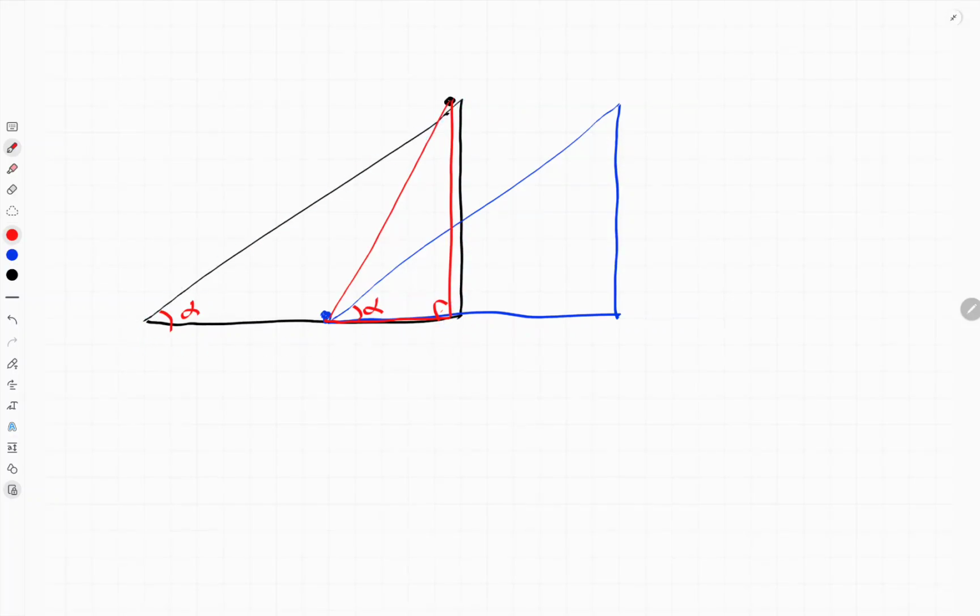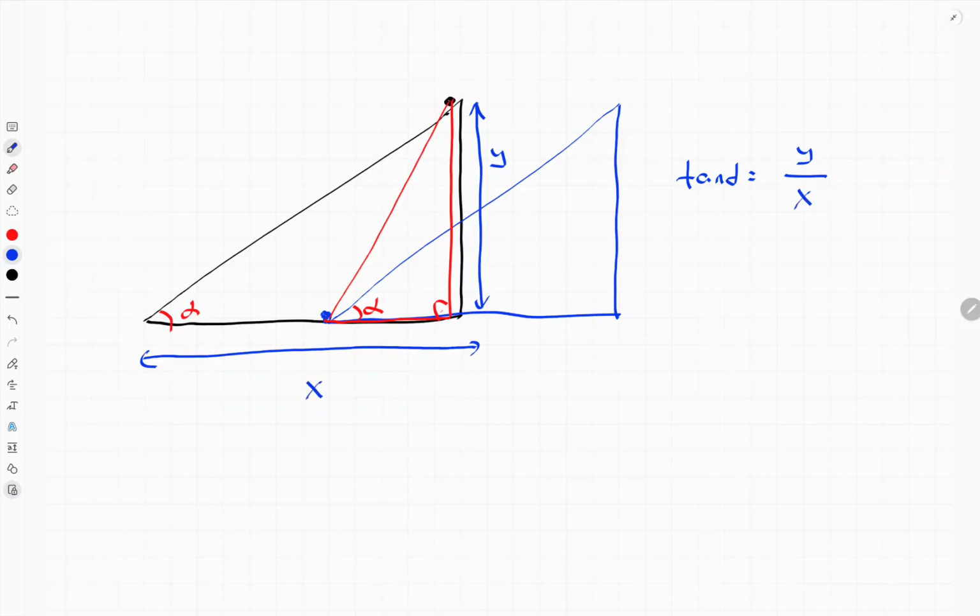And according to this big right triangle, tangent alpha equals the opposite side. Let's call it y. This is the height, y. We should divide by this distance. Let's call it x. And this x is actually equal to the summation of these distances. So pay attention, this is the end of the inclined plane. So this is the distance that the inclined plane moves to the right.